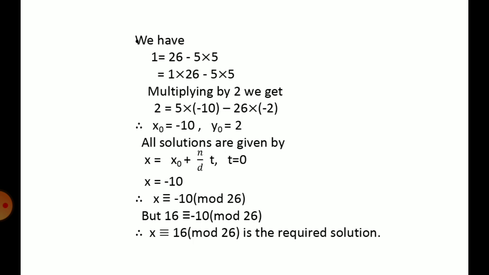Then putting t equal to 0, you will get x equal to x0, but x0 is minus 10. Therefore x is equal to minus 10, that is, x is congruent to minus 10 mod 26. In a similar manner, you can observe that 16 is congruent to minus 10 mod 26, and therefore using the property of congruence, we can write x is congruent to 16 mod 26, which is the required solution of the congruence.